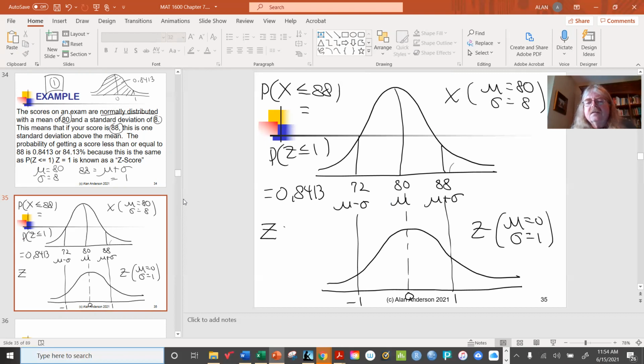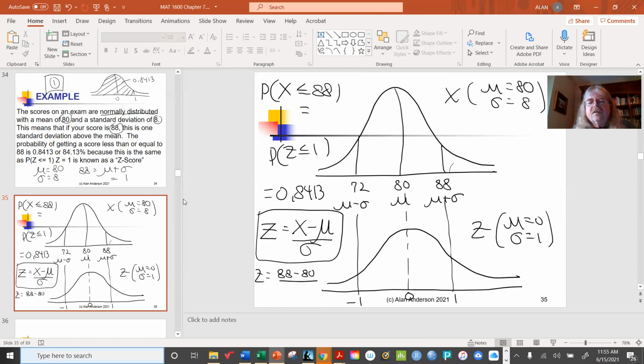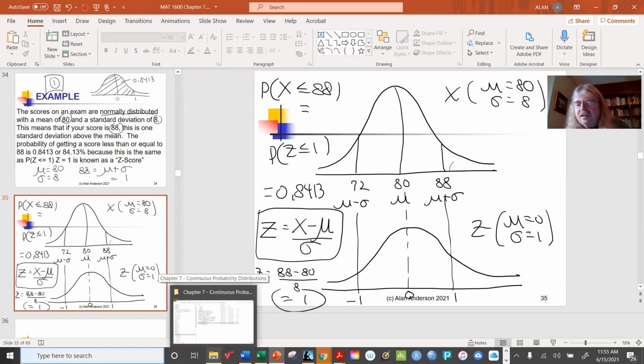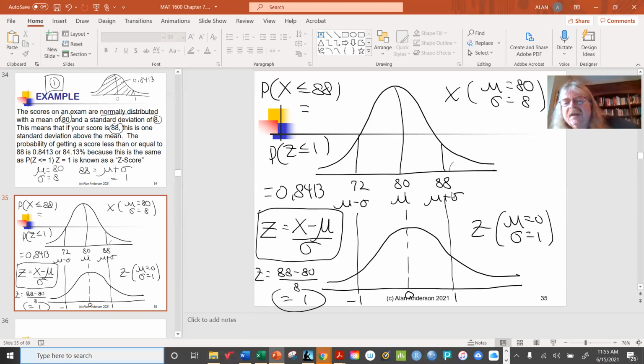No matter what X is, I can turn it into Z, or standard normal, by taking X, subtracting the mean, and dividing by the standard deviation. So in the case of 88, we had 88 minus the mean of 80 over the standard deviation of 8, which is +1. So that's how we know that 88 up here on the top is equivalent to 1 on the bottom. And then we can take it from there on the table.